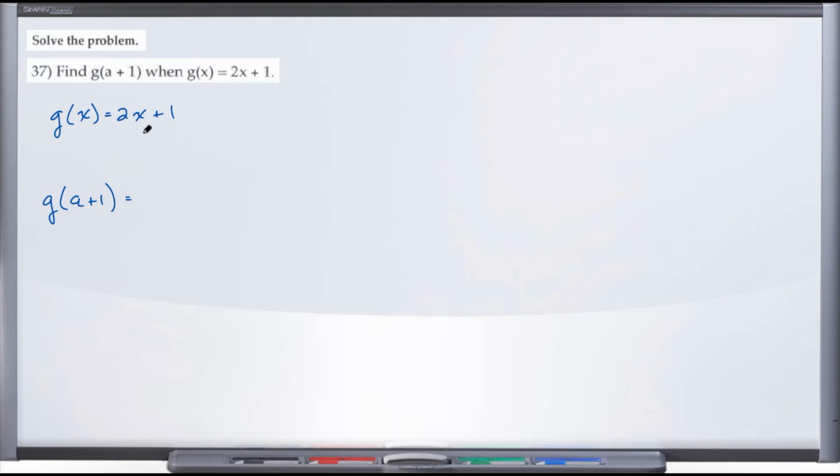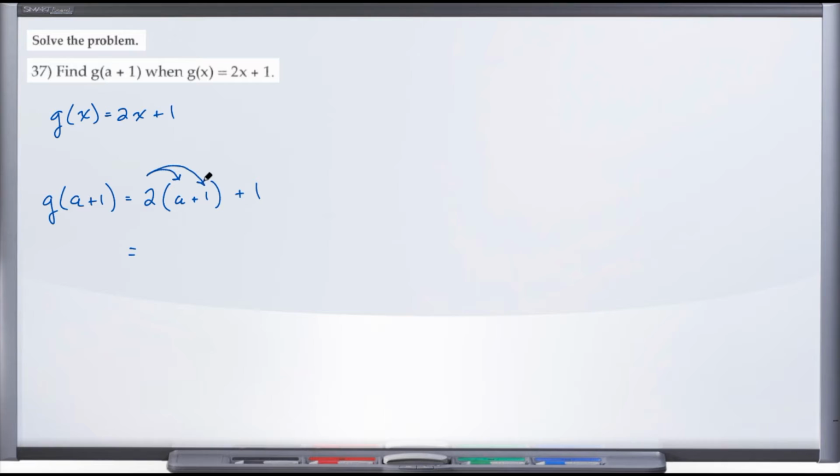So that means we're going to take this given function of g, and anywhere we see an x, we're going to take that x out and plug in an a plus 1 and evaluate. So 2, taking out the x, putting in the a plus 1, and now let's go ahead and evaluate.